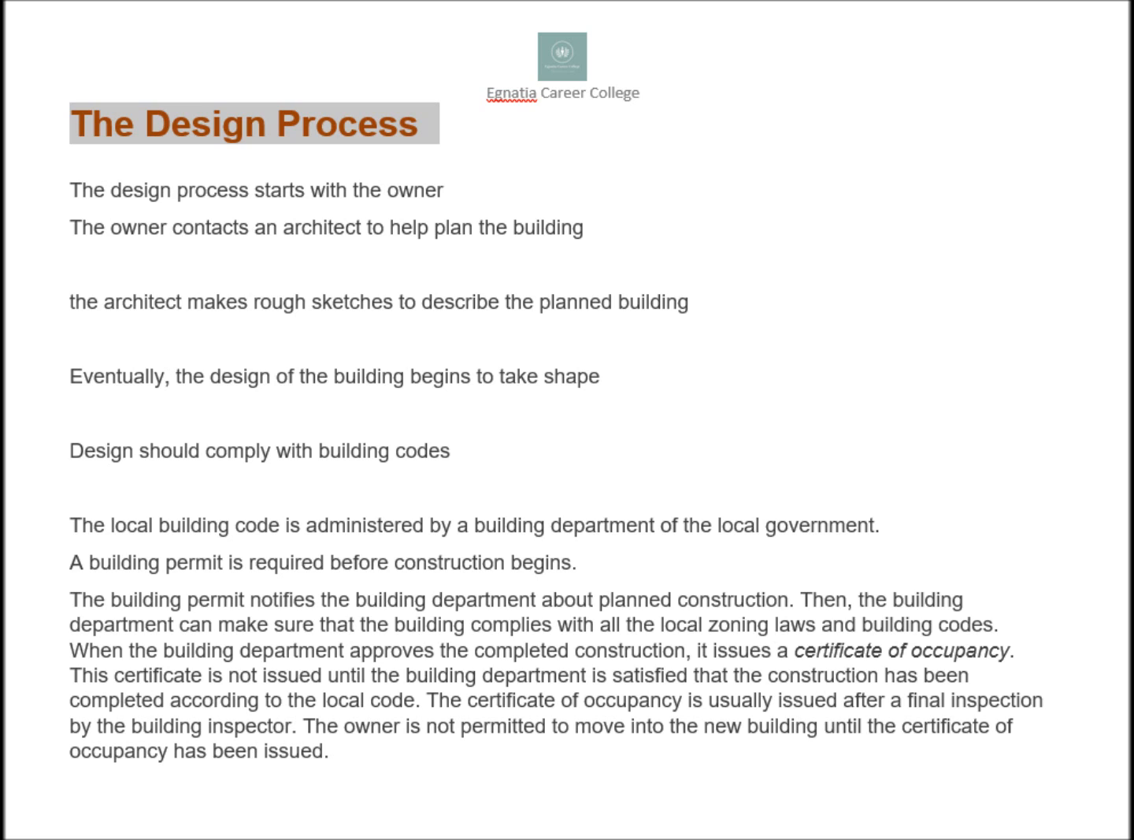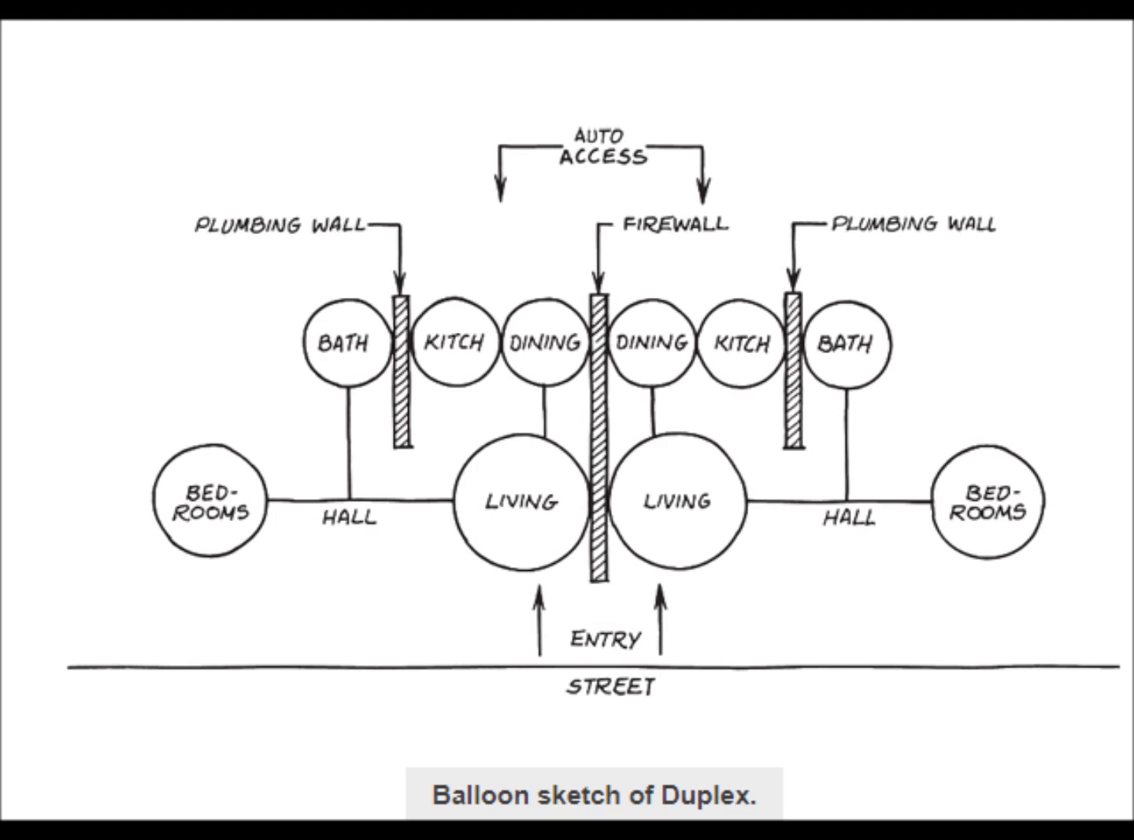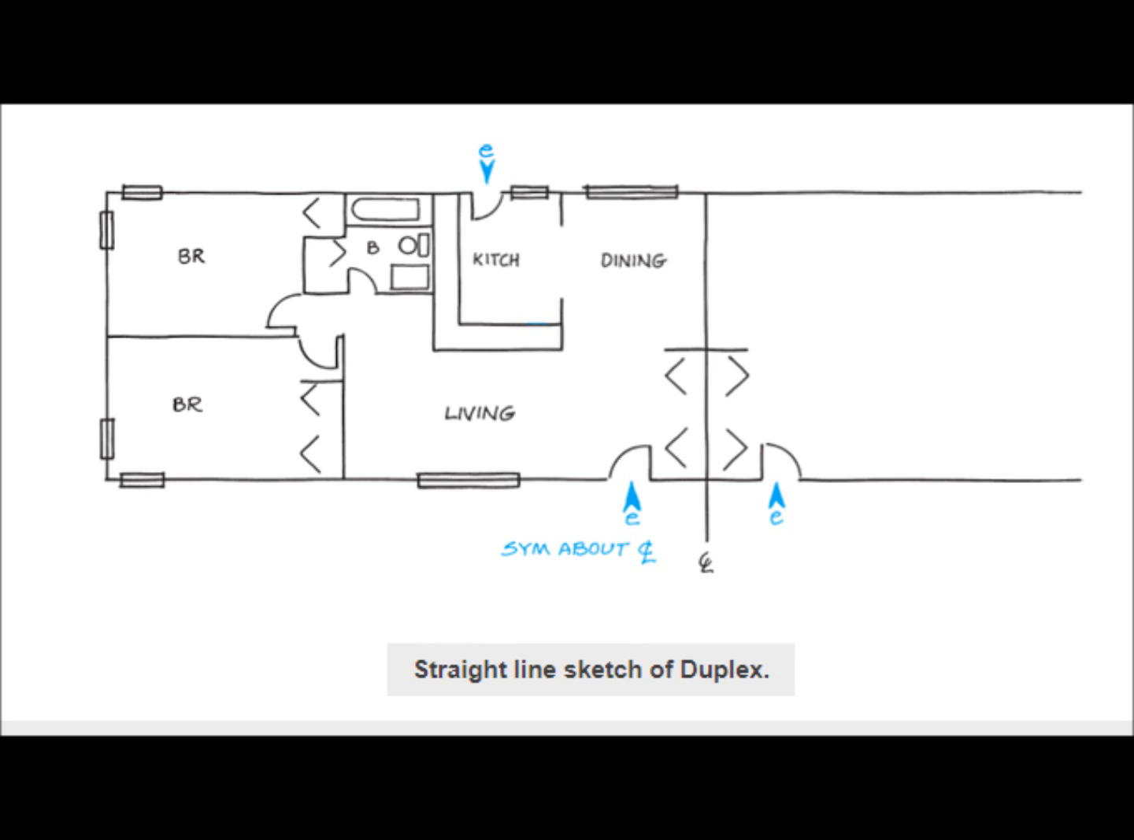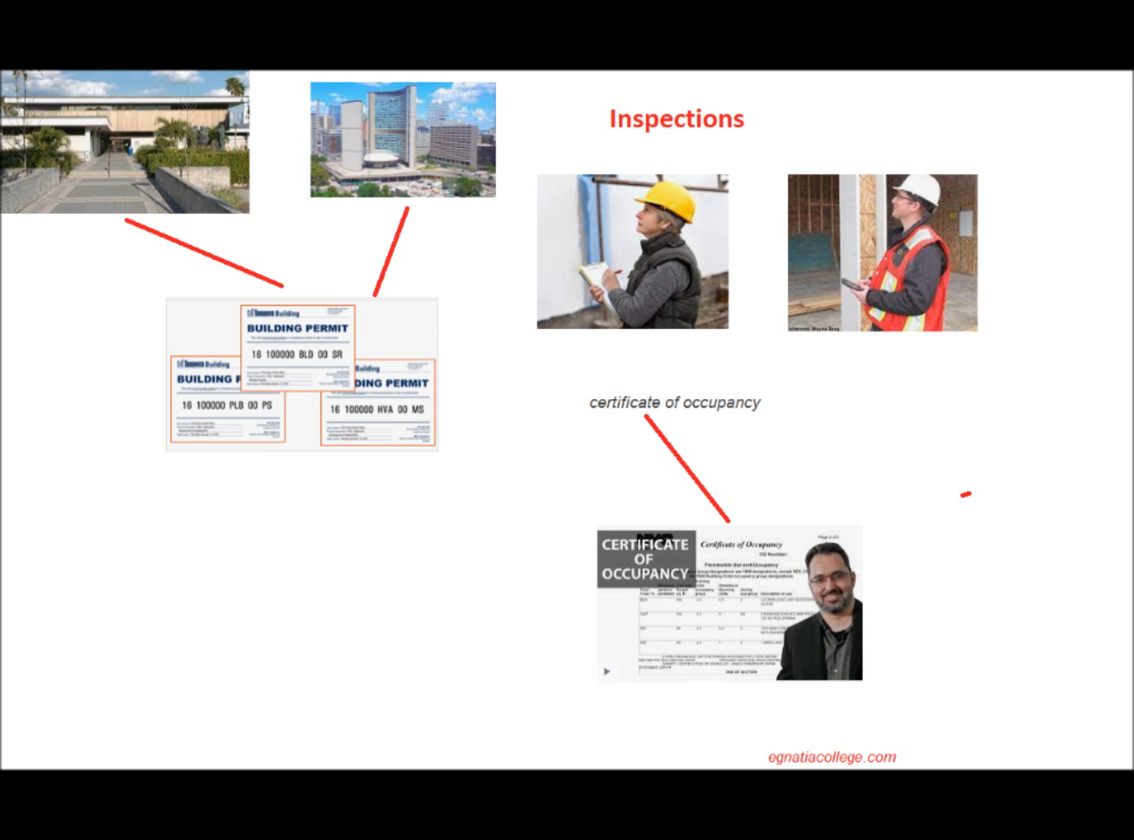The design process. The design process starts with the owner. The owner contacts an architect to help plan the building. The architect makes rough sketches to describe the planned building. Eventually, the design of the building begins to take shape. Design should comply with building codes. The local building code is administered by a building department of the local government.